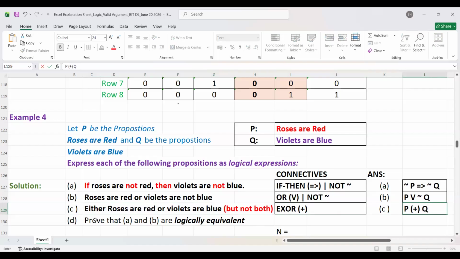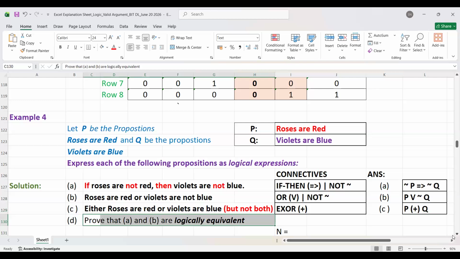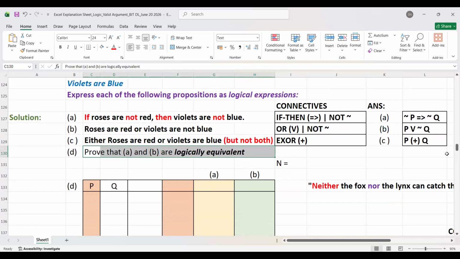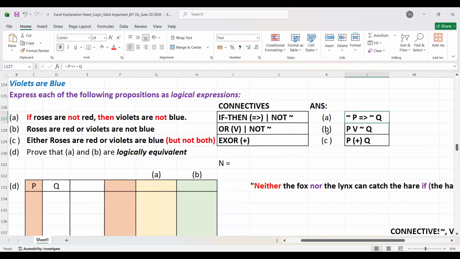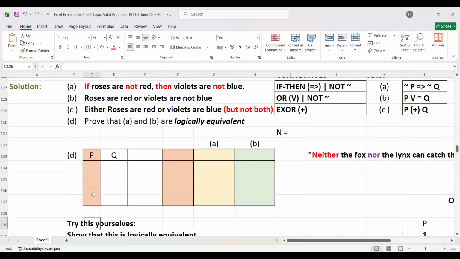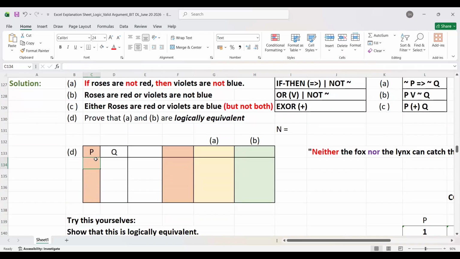The whole issue now comes to the truth table here. Prove that A and B are the same. That is logical equivalence. So let's now take what we have drawn here. This is A, and that is B. Show that these two statements are the same. Because we are dealing with P and Q, my truth table should be 2 raised to the power 2. P should be 1, 1, 0, 0. Q should be 1, 0, 1, 0.